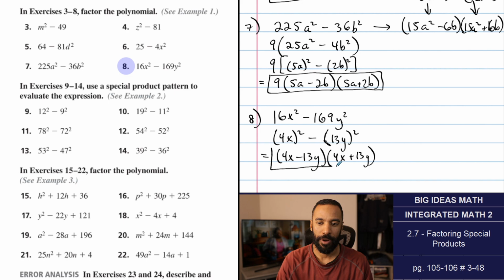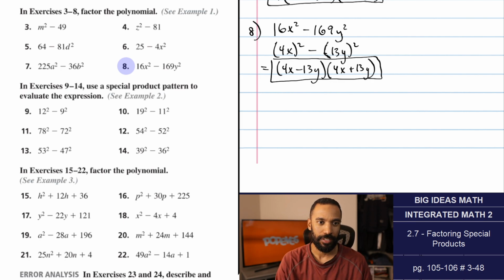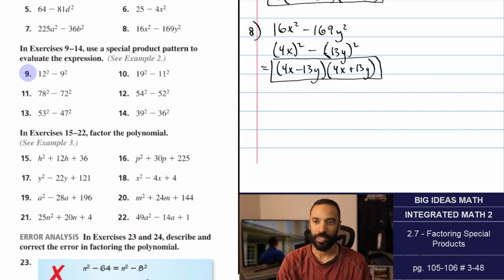So once again, we get our practice here, but we know all of those are differences of 2 squares, so it's very nice to have that, but as we move forward, you're going to have to recognize it on your own that that's what they are. All right, 9 through 14, we're going to use this to evaluate the expression in a special case way.